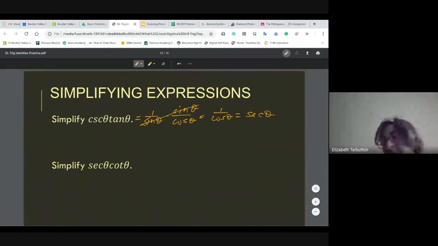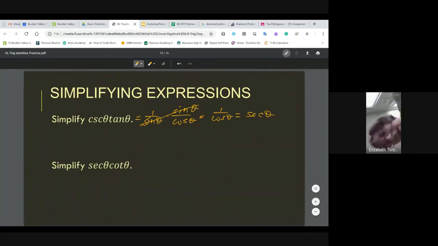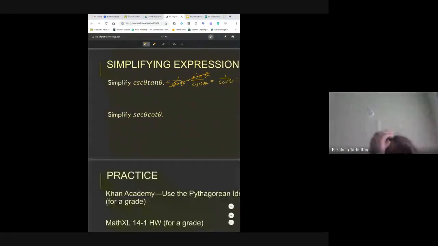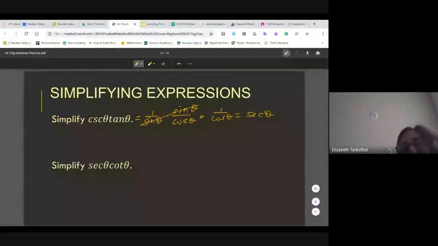Okay, so I didn't know that secant was my end goal, but I could do my best to make this as simple as possible, and you can see that secant theta is more simple than cosecant theta times tangent theta.